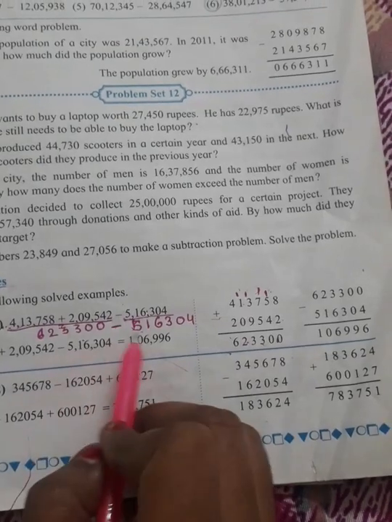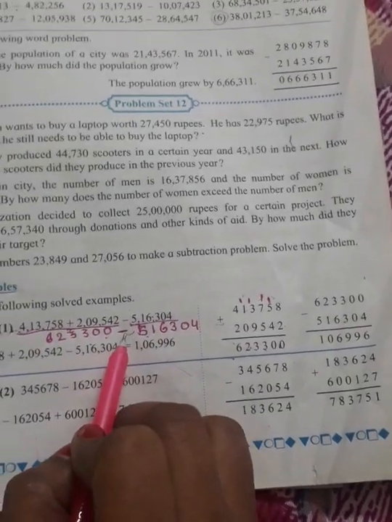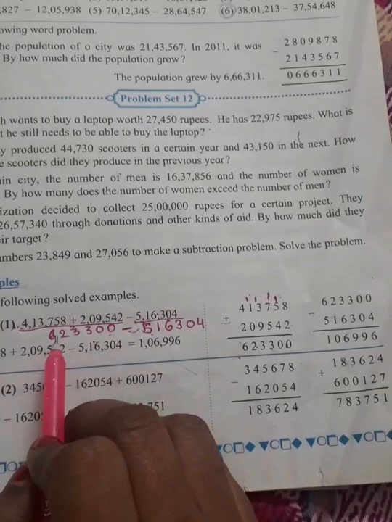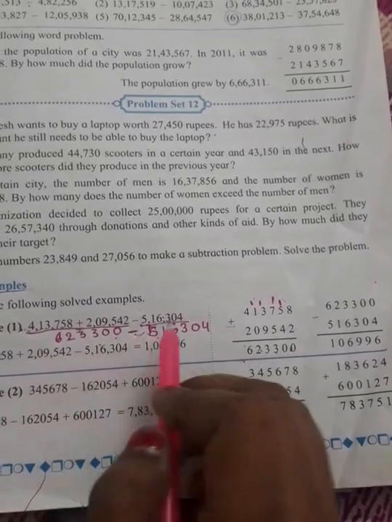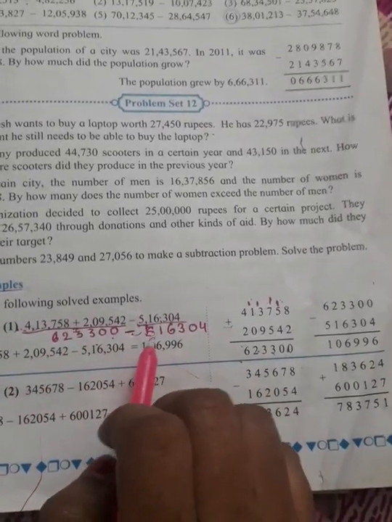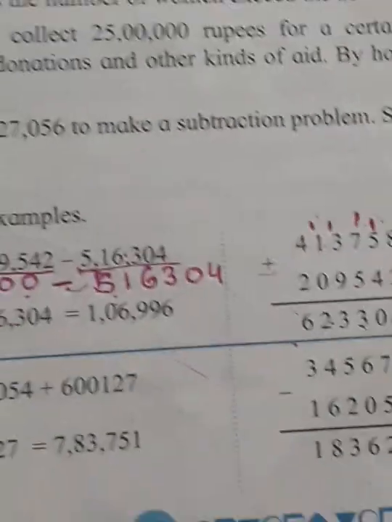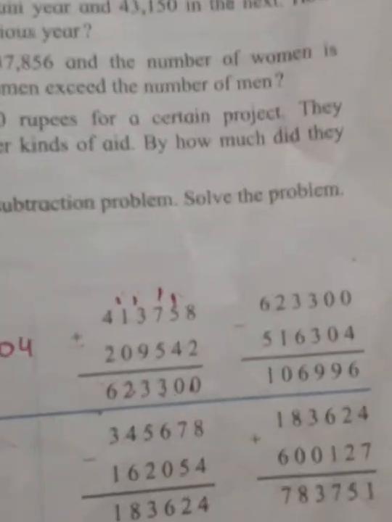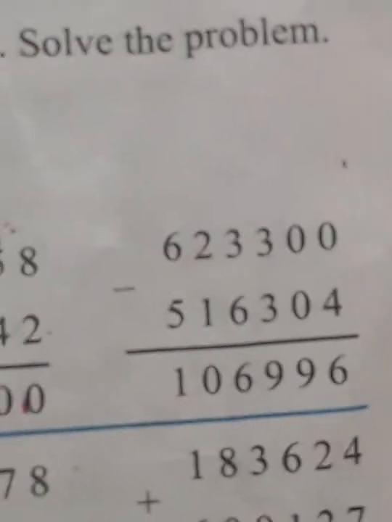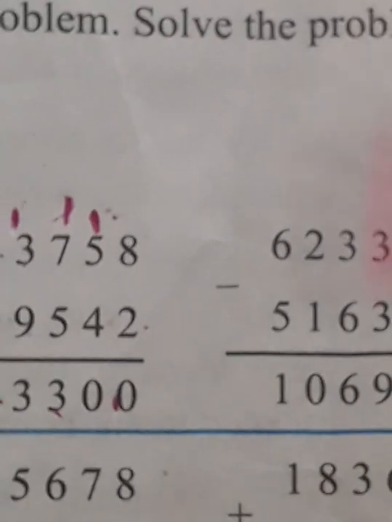Now between these two numbers, which sign is there? Minus. That means 623300 minus 516304, between these two numbers you will get a minus sign. That means you have to do subtraction. Let's see how we can do subtraction. I told you we'll subtract by the another method we have learned. So by that method only we are going to subtract.